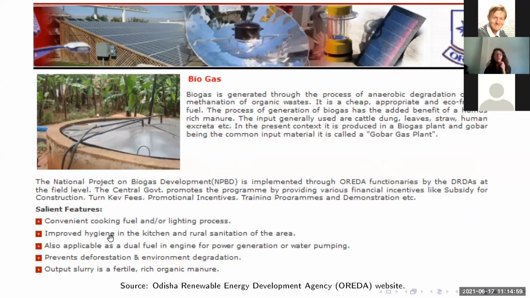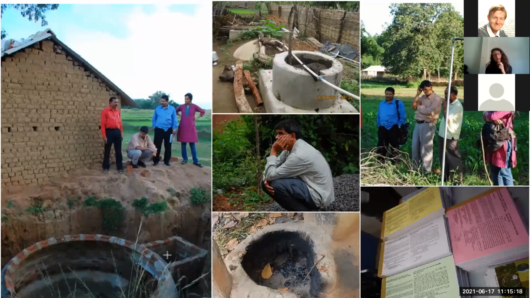It also improved hygiene because it's a good way of disposing of waste. It's cheaper if you already have livestock. It gives you fertilizers and can prevent deforestation and environmental degradation, as well as making a cleaner cooking environment in the kitchen. So we conducted fieldwork in 2011, 2012.